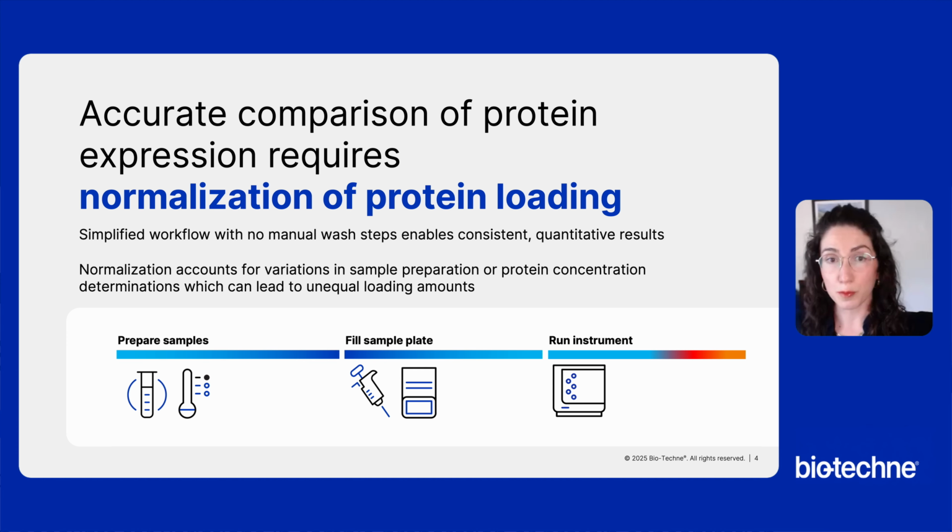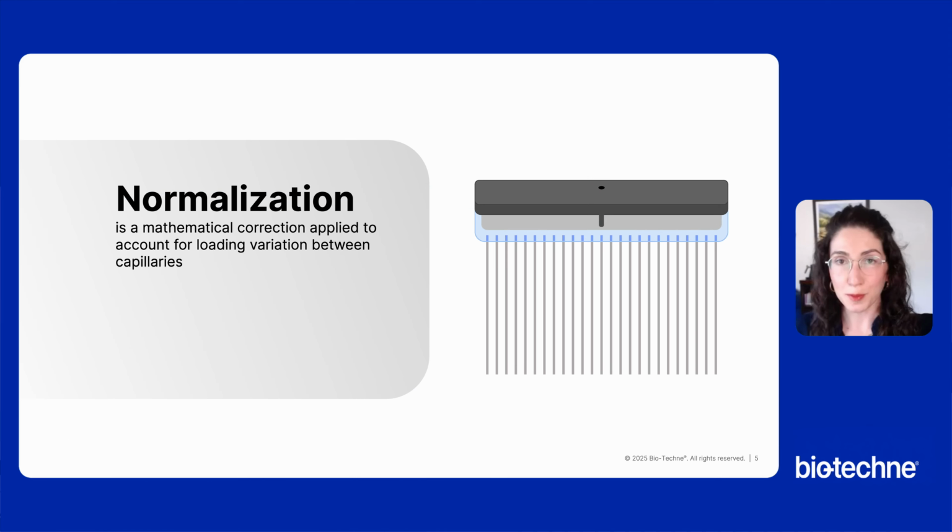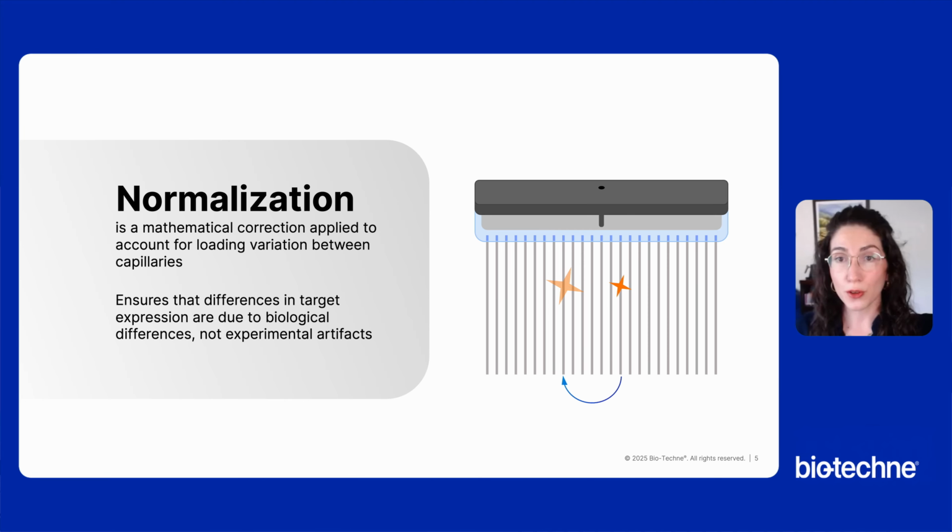Since accurate protein quantitation is essential to drawing meaningful conclusions about drug action, genetic differences, or disease progression, normalization to some standard is typically required. Normalization can be defined as a mathematical correction applied to account for differences in sample loading. The goal is to ensure that we are comparing biological differences between our samples, not experimental artifacts, to ensure that capillary-to-capillary comparisons are quantitative and meaningful.